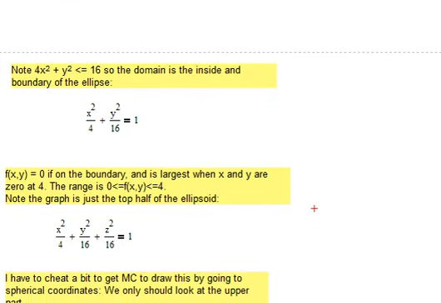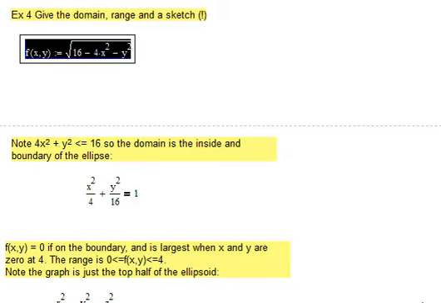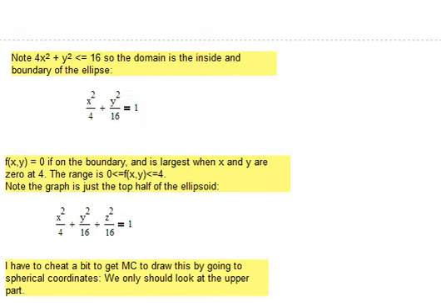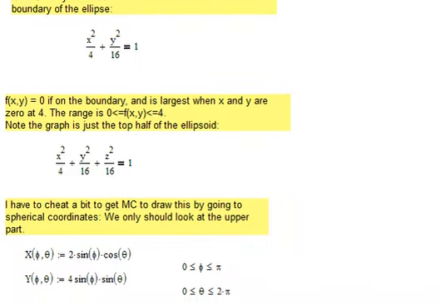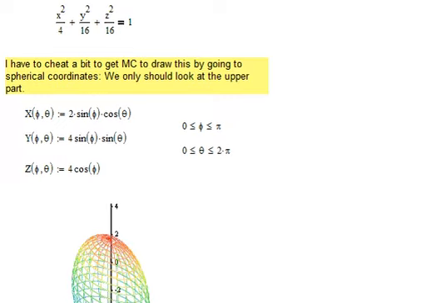And I really struggled to get MathCAD to draw this function. Actually, I couldn't. But I did want you to see the picture of it and explain a little bit about the domain. So I had to cheat and go to spherical coordinates. So bear with me as I go into spherical coordinates. We say x of phi, theta is 2 sine phi cosine theta. Anyway, you can believe that, but I did get it to draw it.